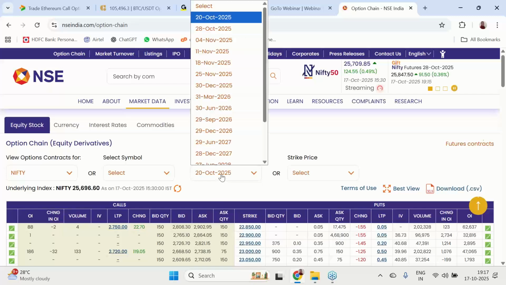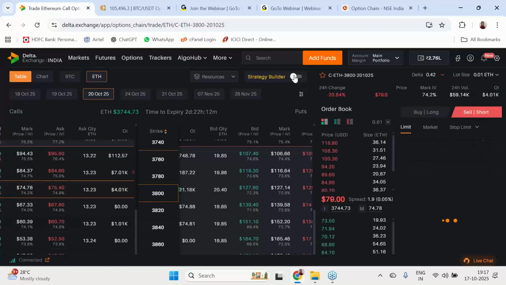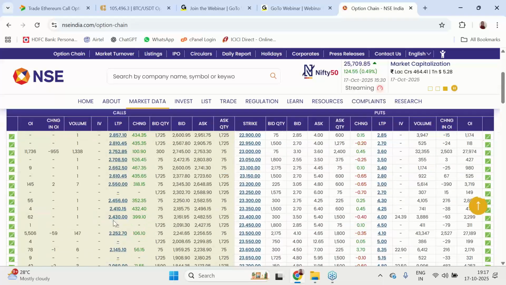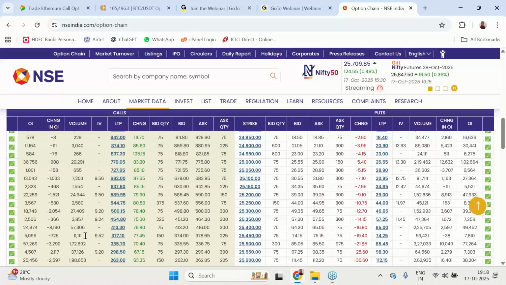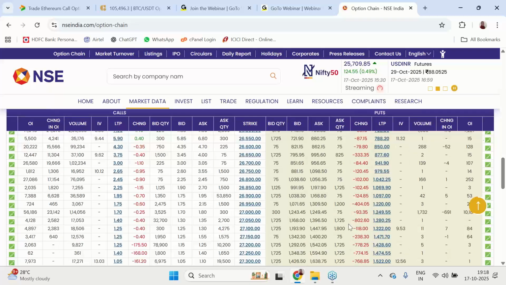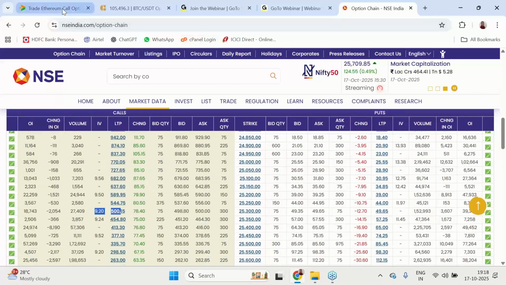Say if I am going for the October end, there is 28th October here too, and these options have 31st October. Here they have given the IVs. So what are the IVs here? 74, 75%. But if you go for the Nifty, you will not see 74, 75 IV anywhere; whatever values are available are 9 to 11. So this is a low volatility instrument as compared to crypto.